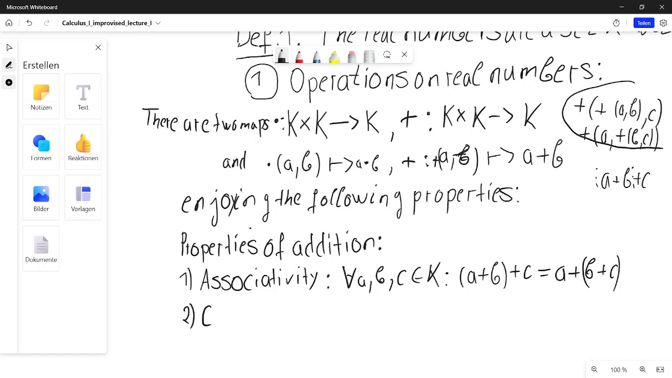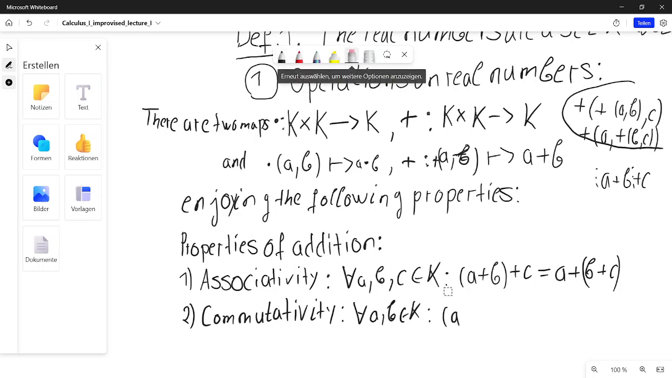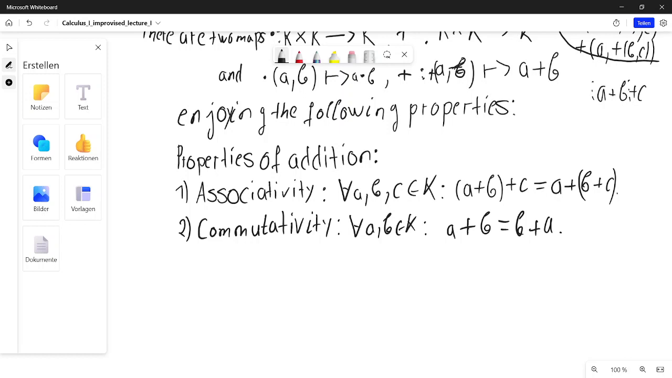We have commutativity. With that, you should also be familiar from the real numbers you know from school. Commutativity: for all A, B in K, we have, okay, I have written it now like that, but let's write it in more customary notation, A plus B is just the same as B plus A. So the usual properties that make life easier in the sense of having to write down less. Right, and 3.